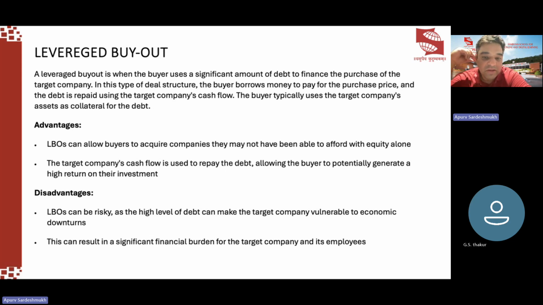Disadvantages: obviously, anytime you borrow money, anytime you are availing a debt, there's a risk, because you're liable to pay that debt, and if for some reason you are unable to pay it, there'll be consequences. The fact that your cash flows are used to repay the debt will mean that they are not used for other purposes, and that can lead to an economic downturn of the target company, and obviously there'll be a financial burden for the target company and its employees.